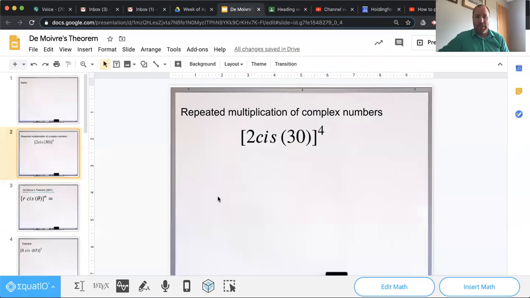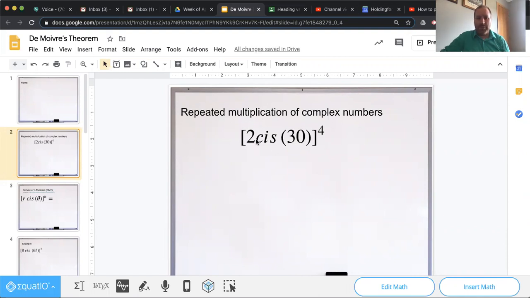But what if we don't have just i to a power? What if it's a full complex number to an exponent? I mean, that would take a long time. So we're going to see how we speed that process up and how we go through that today. Our initial thing to look at is trig form, because it's a lot easier to do exponents when things are in trig form.